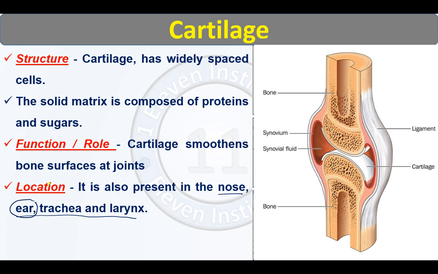Why they are in a perfect position? Because they have cartilaginous tissue inside them. They have cartilaginous tissue inside them. But you are able to fold your ears.